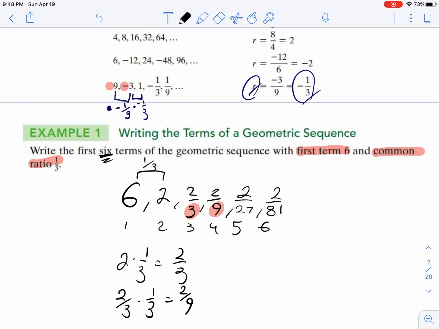What I'd like you to do is please go ahead and do checkpoint 1 for me. I'm going to give you a moment. Go ahead and pause it, and do checkpoint 1 for me.